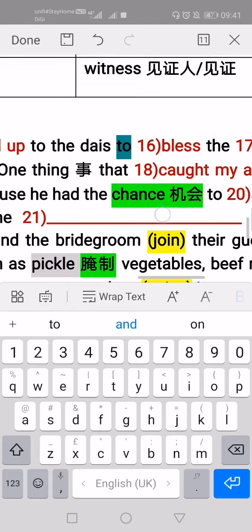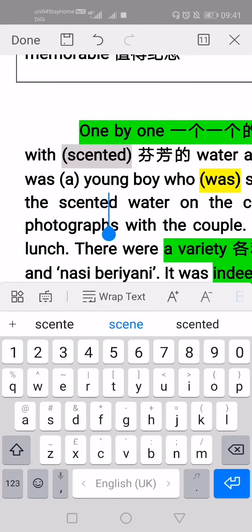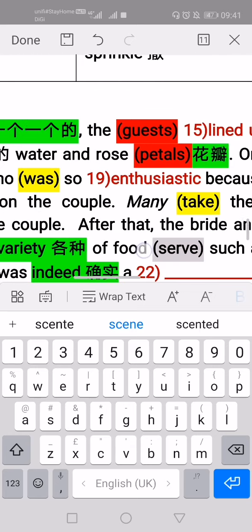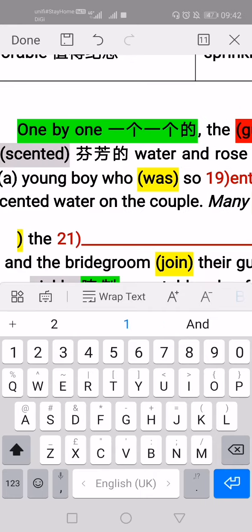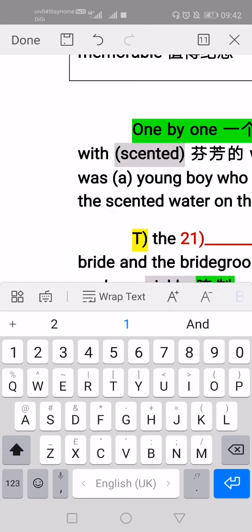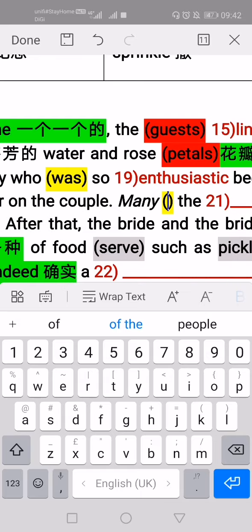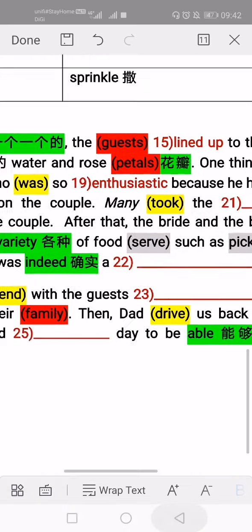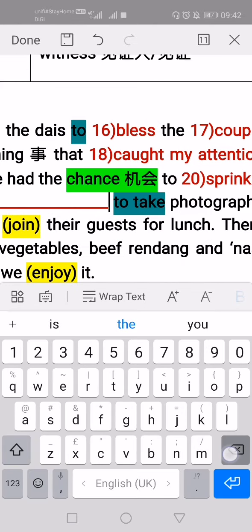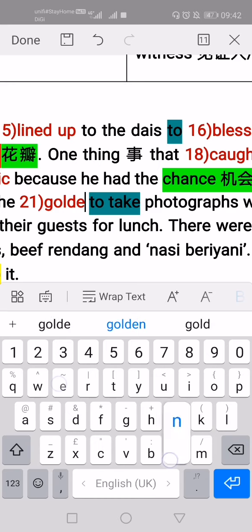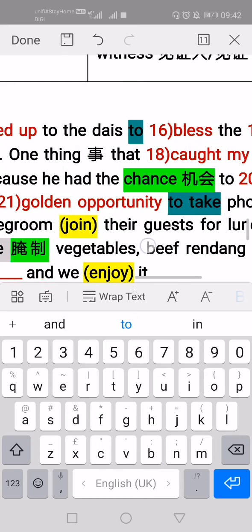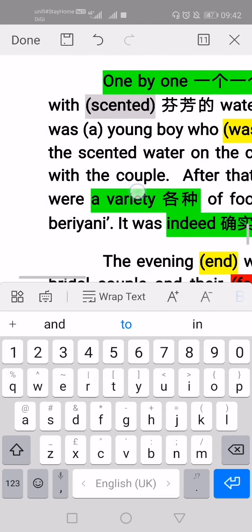To sprinkle, scented, 啊, 我们又在用 scented, 就是说那个水很芬芳, 形容词要加 ed, scented water on the couple. Many, 我们不要讲 many people, 其实你直接讲 many 的话, 考官就明白你就是指着很多人, okay? Many, take the past tense 很容易, 换成, sorry, many took, okay, many took the 宝贵的机会, what is the answer for 宝贵的机会? Golden opportunity. To take photographs with the couple.